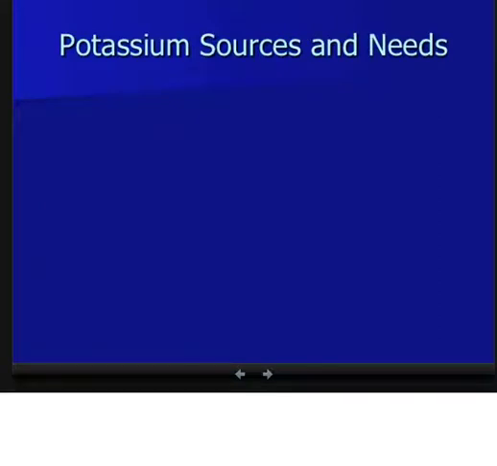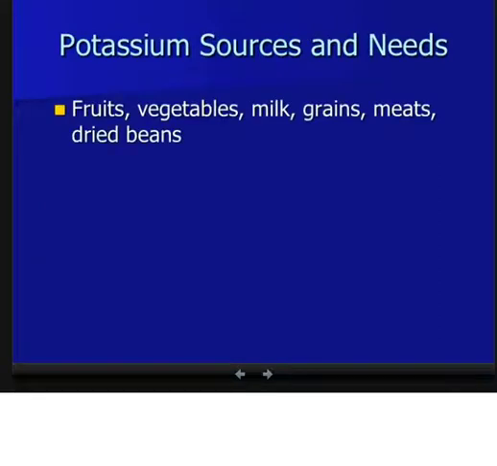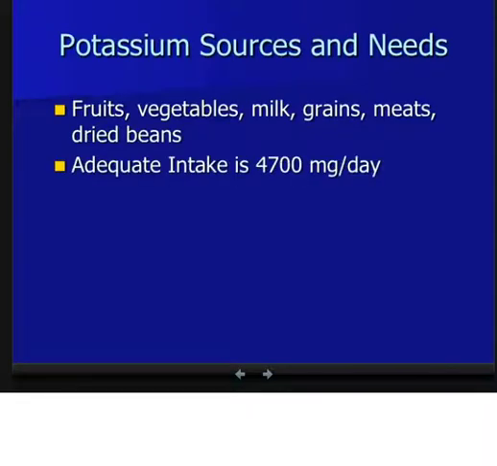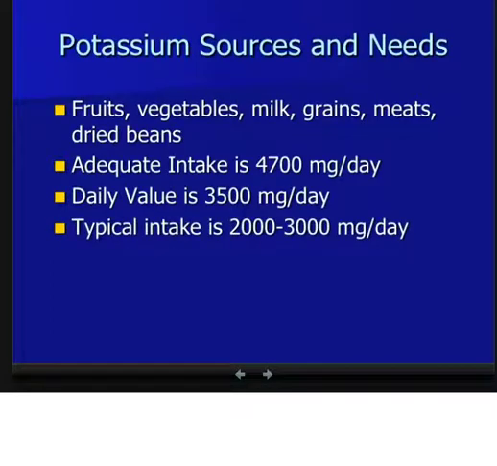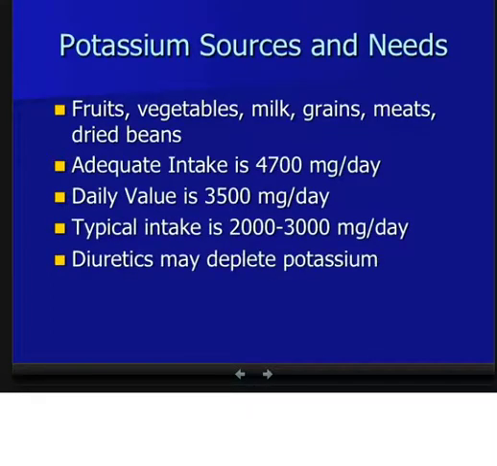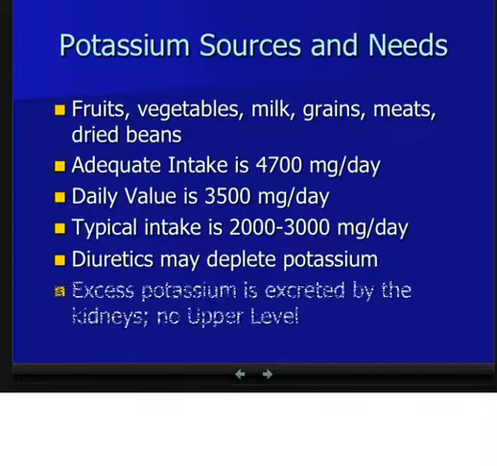Where do we get our potassium in our diet? Fruits, vegetables, milk, grains, meats, dried beans. The AI is about 4.7 grams a day, and the daily value is about 3.5 grams a day, and a typical intake is between 2 and 3 grams a day. Diuretics may deplete potassium, so it has to be restored in the food that we eat. Excess potassium is excreted by the kidneys, and as a result, there is no upper level.